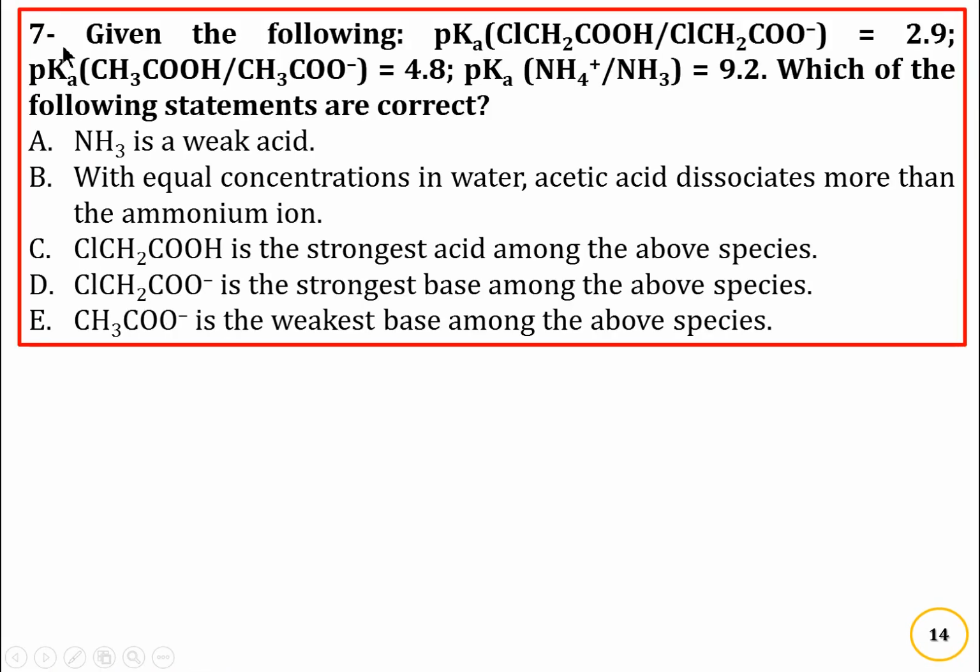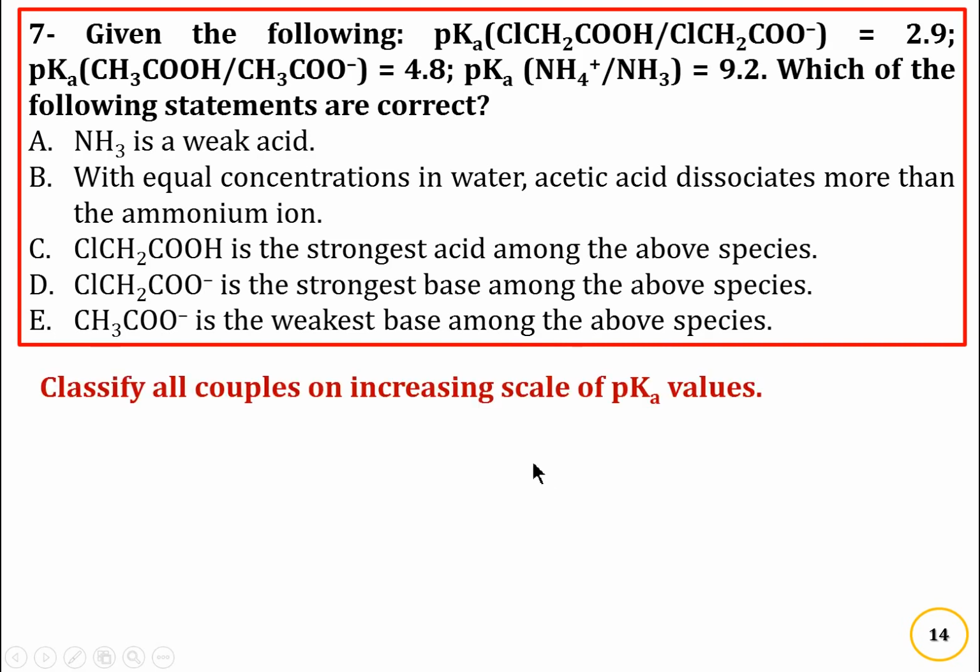We pass to exercise 7. Given the following couples with given pKa, which of the following statements are correct? The objective of this exercise is to know how to classify the couples according to the pKa scale and to compare the strengths of weak acids and the strengths of weak bases.